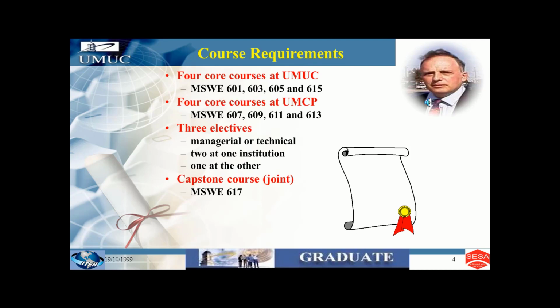The degree itself is a pretty conventional degree. It's based on courses. There are 4 core courses given at University of Maryland University College: MSWE 601, the Introduction; 603, Systems Engineering; 605, and 615. And then there are 4 courses given at University of Maryland College Park. Students have to take 4 core courses at each institution. After they've completed the courses at each institution, they can take 3 electives based on managerial and technical topics. They're required to take 2 electives at one institution and 1 at the other. And then there's the capstone course, or at least the way it was in theory, that was a joint course given by both institutions, and that was MSWE 617, the Software Engineering Project class.